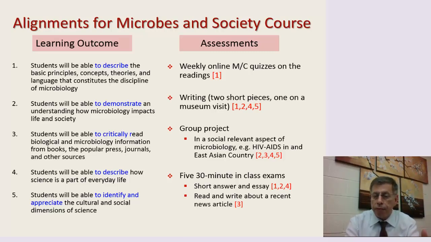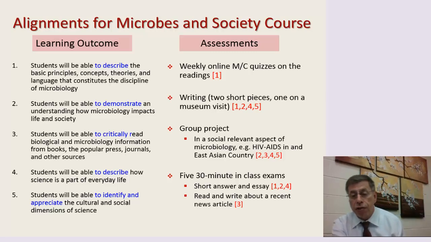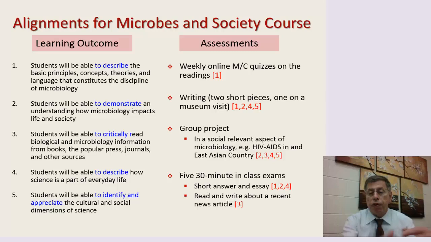and a series of types of assessments I use in the course. So I use a variety of different assessments, from multiple choice quizzes that are online and auto-graded to traditional exams to group projects. You will notice that for some of the assessments, they are really directed at a single learning outcome, but other assessments cover many learning outcomes. For example, the writing pieces, one of which is writing about a museum visit, can be used to assess 4 different learning outcomes.